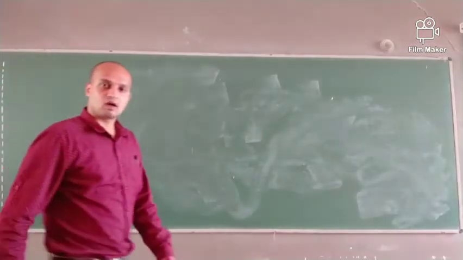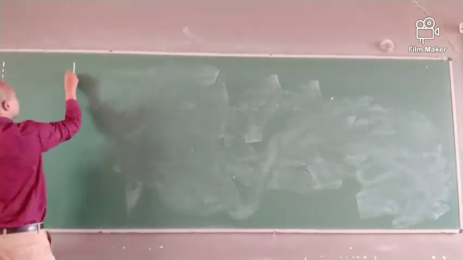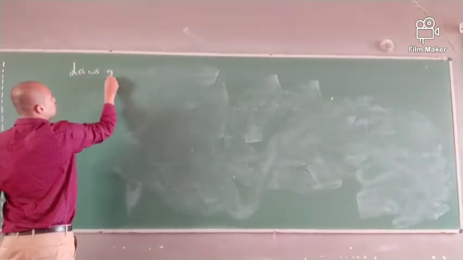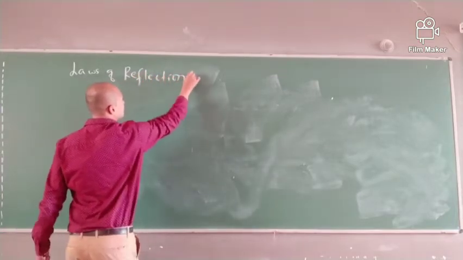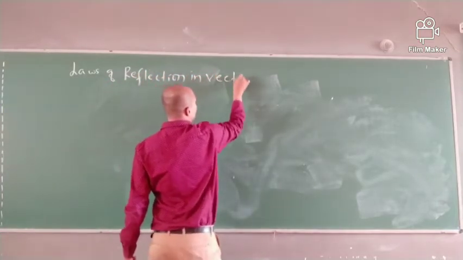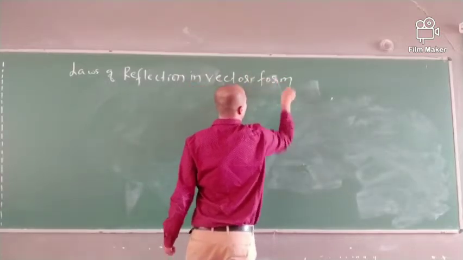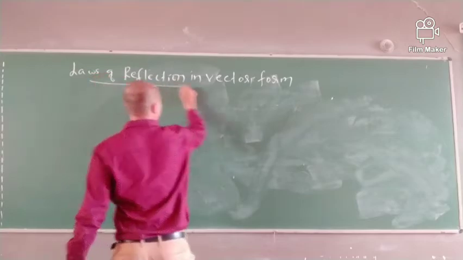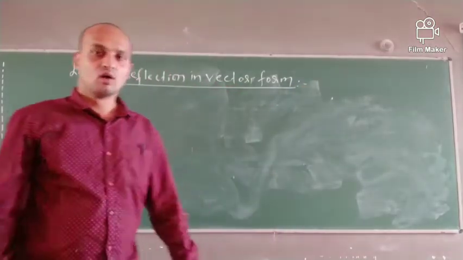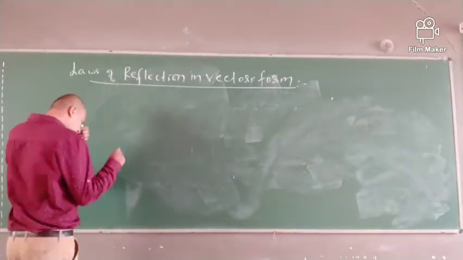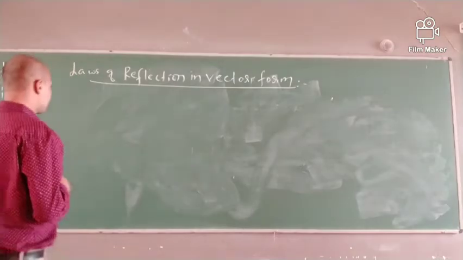Now we'll upgrade the law of reflection. What does upgrading mean? We'll learn the law of reflection in vector form. What is the law of reflection in vector form? Angle of incidence is equal to angle of reflection, we know. Let us study it in vector form.